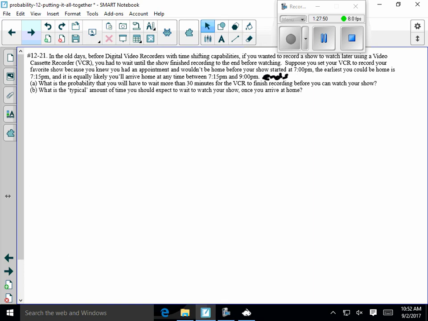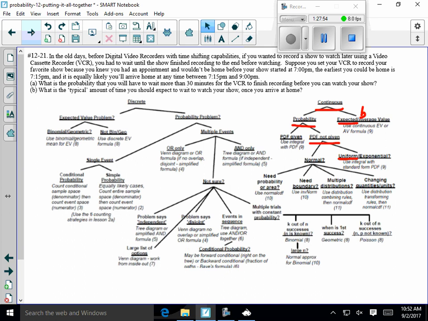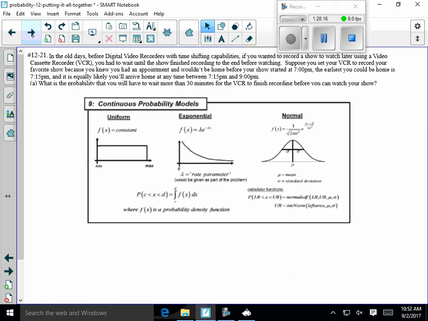Okay, so when I look at this, I'm thinking strategy-wise, definitely this is a continuous probability problem because you could wait any number of minutes, including decimal minutes. It's a probability problem. We don't have a PDF given, but the wording that says we're equally likely to arrive home at any time means we have a uniform chance. We have an equal probability for any of the times between some boundaries. So we're going to try to come up with a uniform probability model, right?